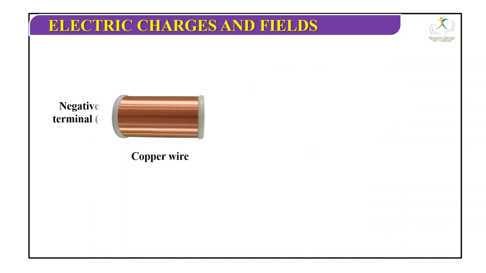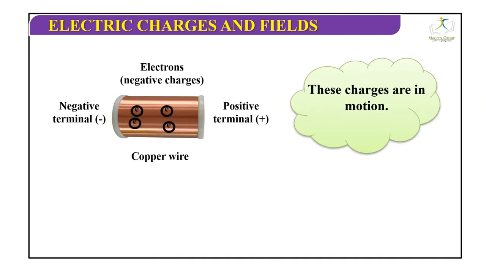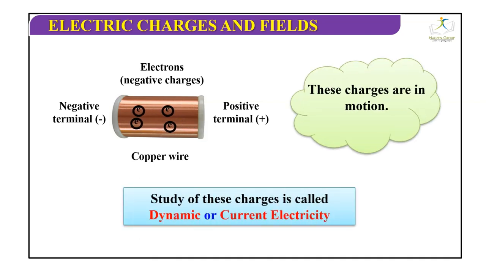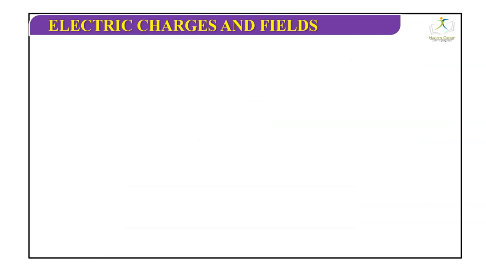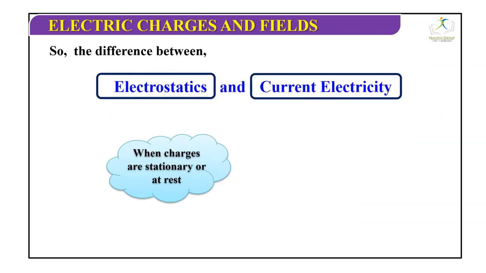Now, we have a copper wire which has a negative terminal as well as a positive terminal. Electrons start to move from the negative side to the positive side. So these charges are in motion. The study of charges in motion, which we study in the chapter current electricity, is dynamics. This is basically the difference between electrostatics and current electricity.